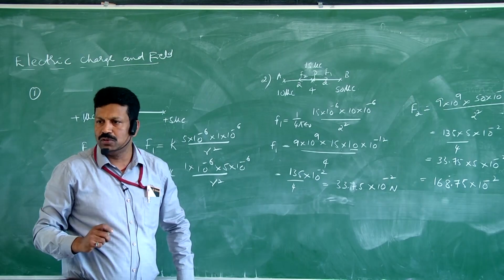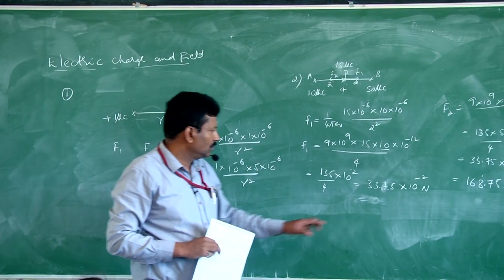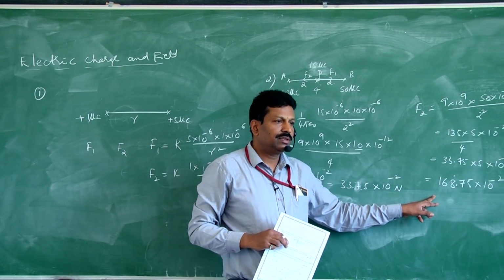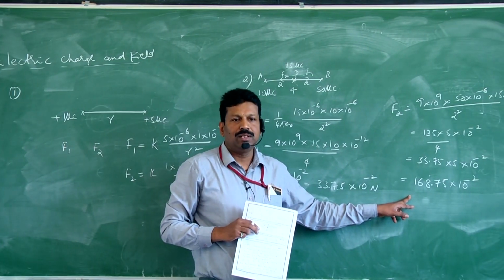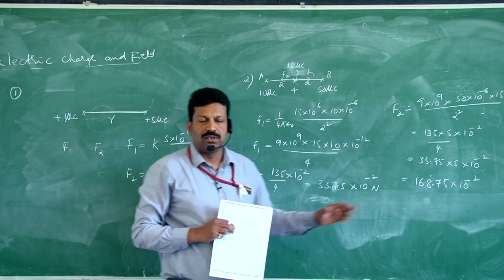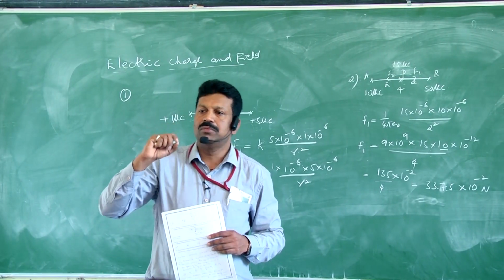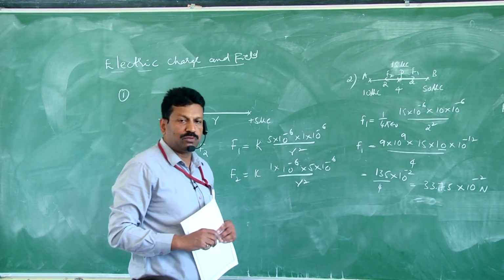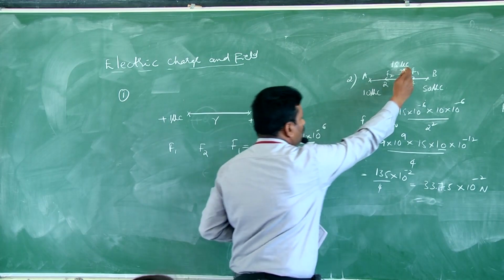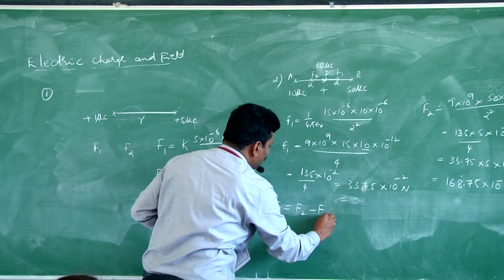So what is the resultant force? Resultant force is F2 minus F1. It's not 0, the magnitudes are different. If the forces were the same, then the resultant force would have been 0. Forces are different, so we subtract the smaller force from the larger force. So F is F2 minus F1.